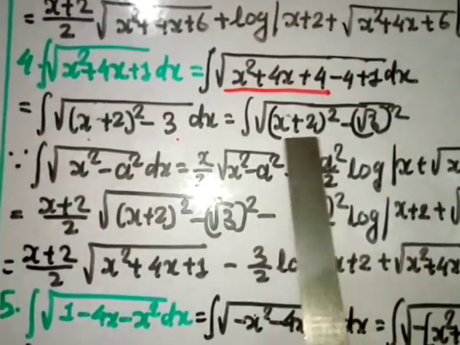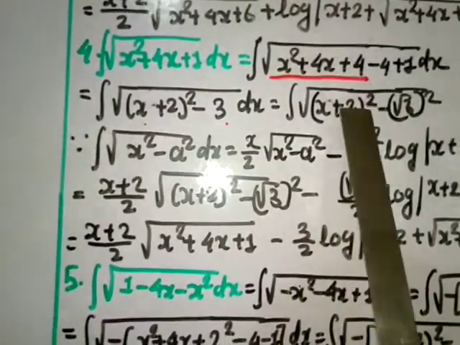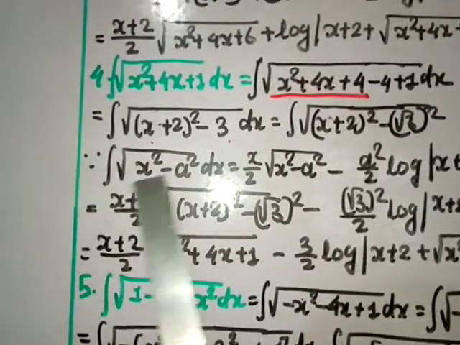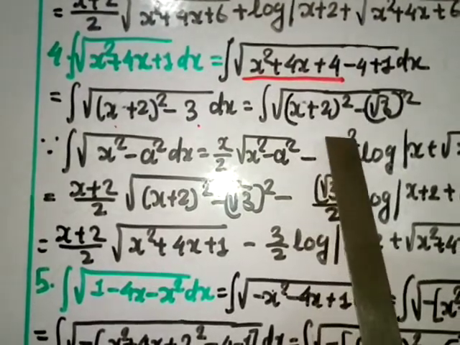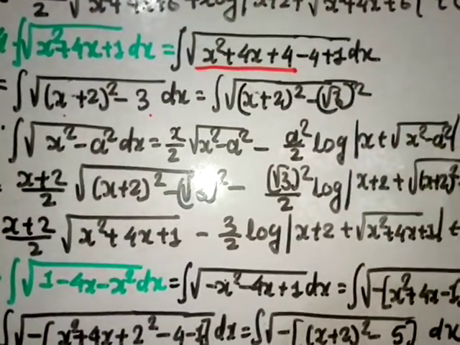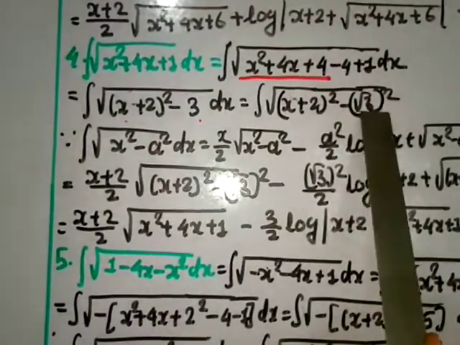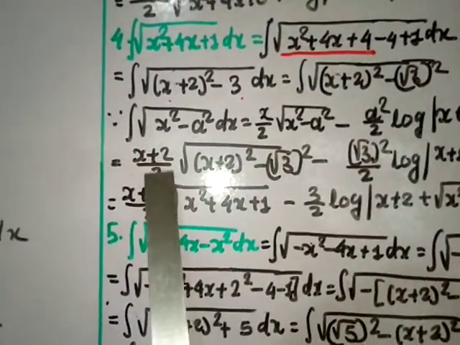Now this is the x term, this is the a square term. So we can compare with the integral. This can be written as x square, here negative so minus, and this is the constant, so a square. And this answer is x by 2 square root of x square minus a square, minus a square by 2 log modulus of x plus square root of x square minus a square, plus c. So instead of x I have got x plus 2, and instead of a you have got root 3. So x by 2 means x plus 2 by 2.